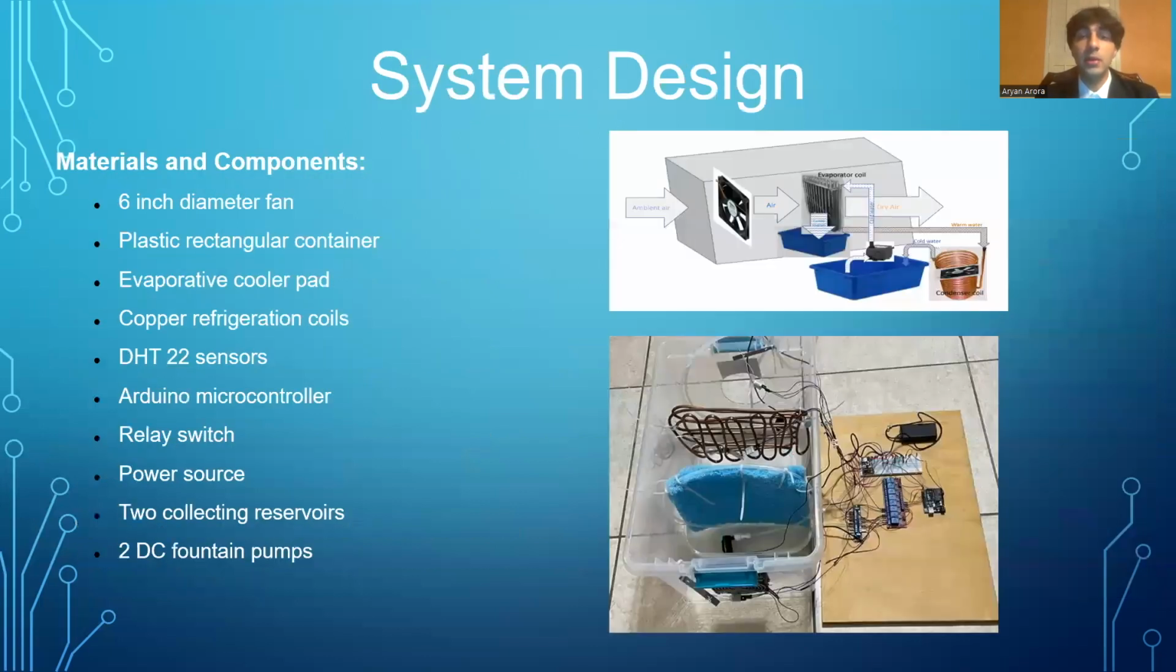Well, right here, you see you have this 6-inch diameter fan. Over here is this plastic rectangular container. Right here is the evaporative cooler pad. These are copper refrigeration coils. There are three DHT22 sensors which measure temperature and humidity over here, and over here. This is an Arduino microcontroller. This is a relay switch which controls all the devices. This is a power source. These are two collecting reservoirs underneath my system. And these are two DC fountain pumps over here and over here.